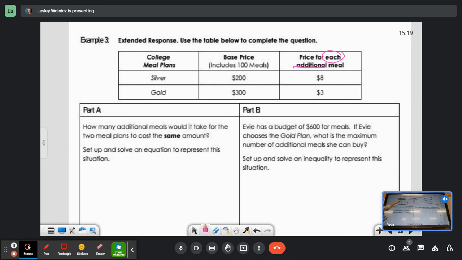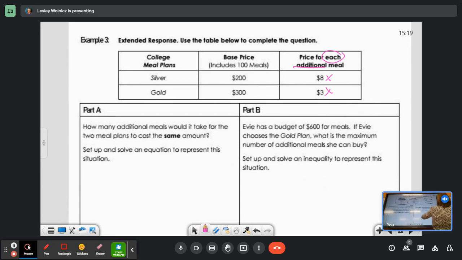So what do we know automatically about the 8 and the 3 compared to these? They get X's because we have to multiply them by the number of additional meals we buy. It's not just a one-time cost like the base price. Okay, perfect. So let's start with part A.